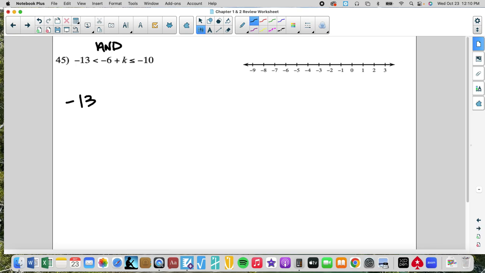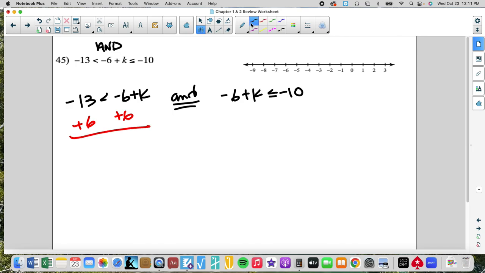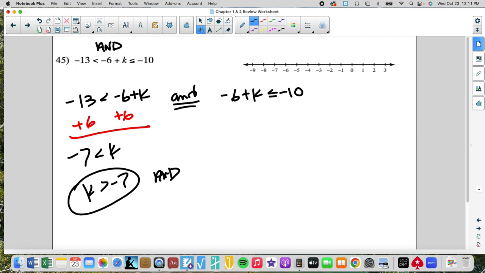So we have -13 is less than -6 plus k, and -6 plus k is less than or equal to -10. We're going to solve them. We're going to add 6, -7 is less than k, or k is greater than -7. And we're going to add 6, k is less than or equal to -4.